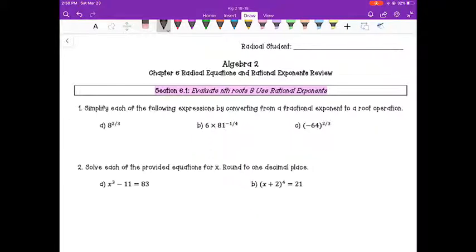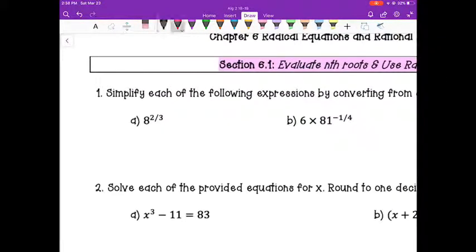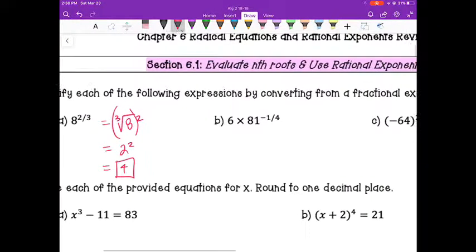So in our first problem, we first want to rewrite them into root operations, and then simplify as much as possible. So in A, we are going to change that to the cubed root of 8 squared. Now remember, you can either do the squared on your 8 first, take the cubed root of 64, or you can take the cubed root of 8 first, which is 2, and then square that. We get 4 either way. Order does not matter in that particular case.